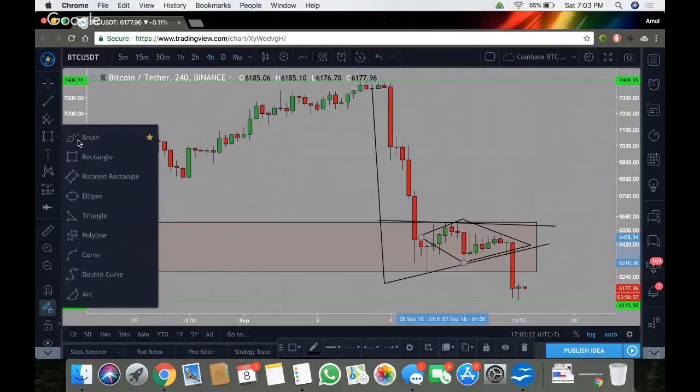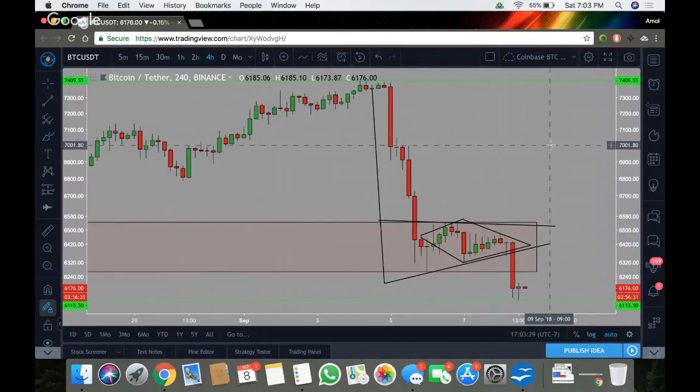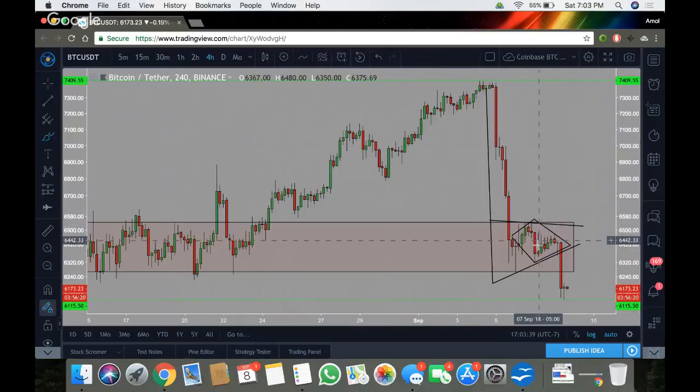Typically, most people say that they do break to the upside. While they may be right, that's only 69% of the time. 31% of the time, they can actually break to the downside. And I told you guys that this one would definitely break to the downside. So that's how you can draw patterns within larger patterns.